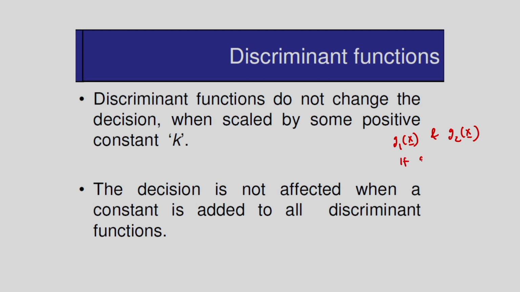If g1(x) is greater than g2(x), then x will be assigned to the class w1. And what will be my decision boundary? The decision boundary will be g1(x) equal to g2(x). So that is the equation of the decision boundary. So this is my decision boundary.